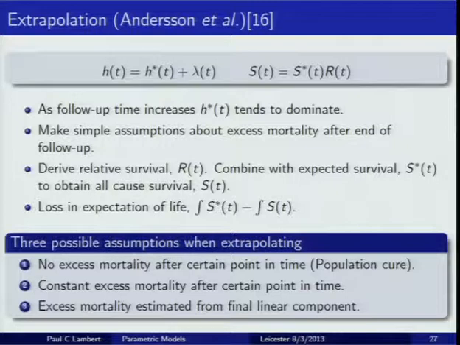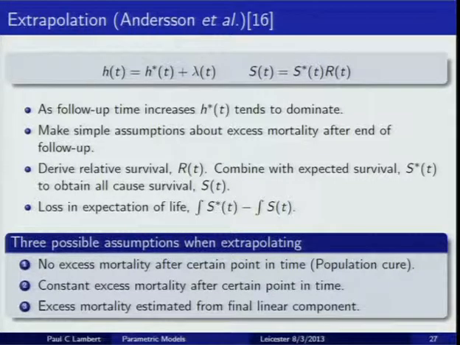Now, the assumptions we can make about what happens to excess mortality, so how much higher the mortality rate is compared to the general population in the future, is that there's no excess mortality. This is what's known as population cure. And for some cancers, this is actually fairly plausible, for example, colon cancer. We can assume that the excess mortality is stabilized after a certain point in time, or we can actually estimate it from the final linear component of our model.